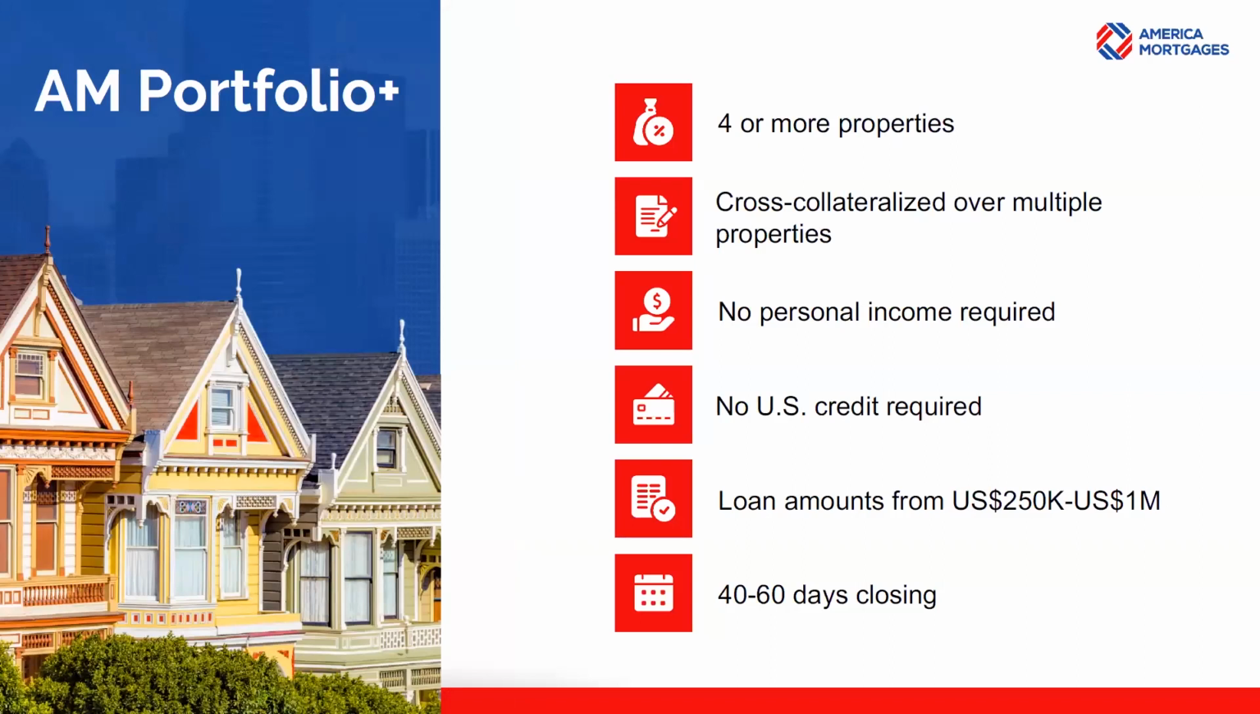Portfolio. So you have more than 10 US properties. You need a mortgage. You don't want to provide essentially all your paperwork just for the one house. We can cross-collateralize most of your portfolio with 4 properties or more. Again, no personal income is required. Loan amounts between $250,000 to $1 million in this particular case. And 40 to 60 days, needing a little bit more because of the complexity of getting all your tax returns, Excel spreadsheets, organizing it, and sending it to the lender on your behalf.